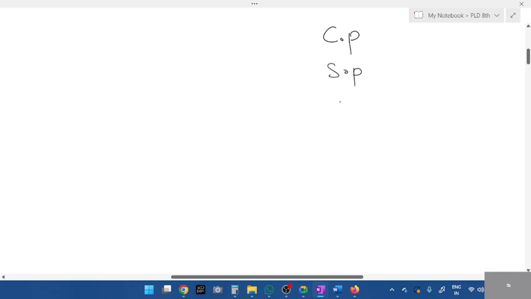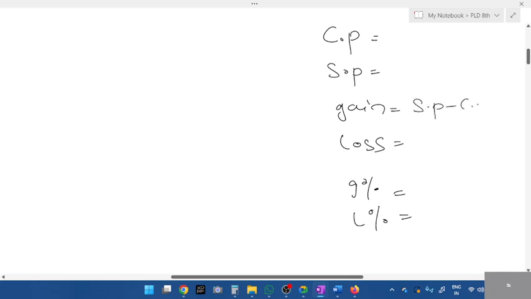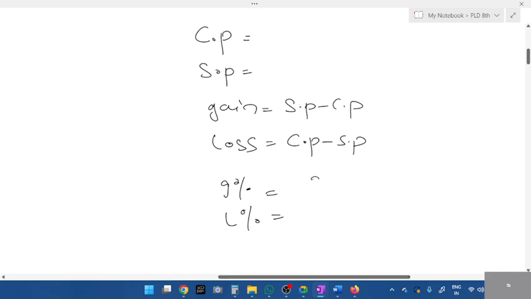We have cost price, selling price, gain, loss, gain percent, loss percent. These are the six things you have to remember. What is gain formula? If you sell it for more, so SP minus CP. Gain is whenever you sell it for more. What is loss?